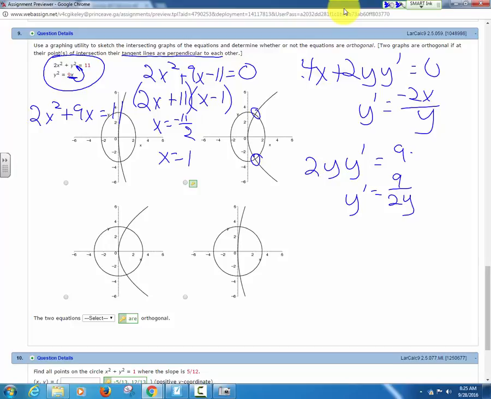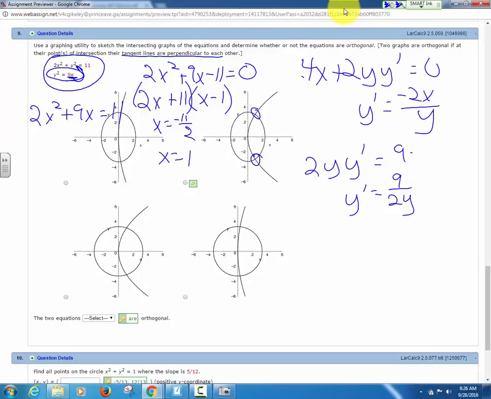Well, that's just my x-coordinate. I need to know the y-coordinate to go with that. So let's look at this bottom one down here. Well, first of all, look at our graphs. Do you think the negative 11/2 we need to worry about? Why not? When x is negative 11/2, that's somewhere over here. It's not even on the graph. So all we need to worry about is x equals 1. That makes it easier for us.